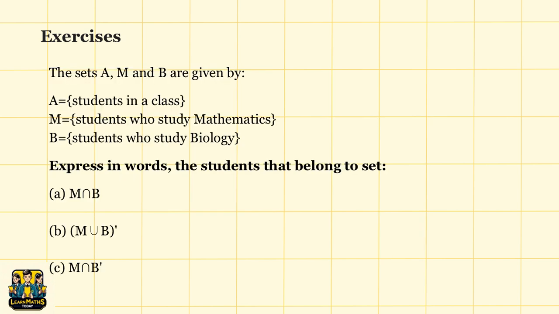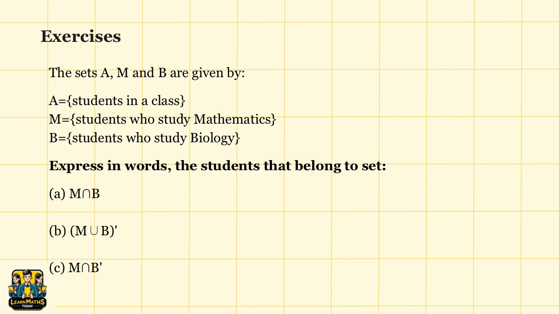The sets A, M, and B are given by the following definition. A is a set of students in the class, M is a set of students who study mathematics, and B is a set of students who study biology. Express in words the set that belongs to the following. Now let's do the first one. What's the set consisting of the intersection of M and B?